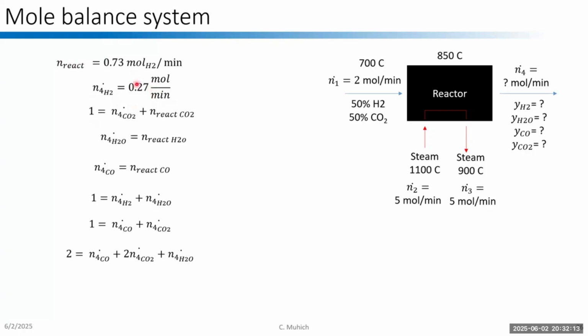I now know that. I can now scan through my system. What's the next easiest thing that's going to contain N4H2O? Well, it's this equation down here. There's only one other unknown. I can substitute in my knowns, again do algebra, and I find that I have 0.73 moles of water per minute leaving through stream 4.